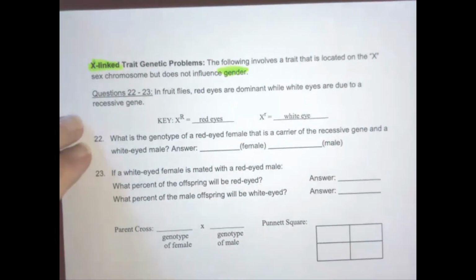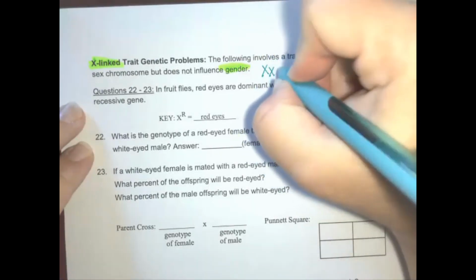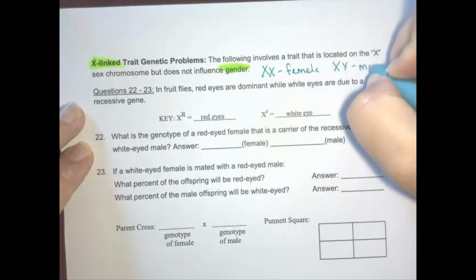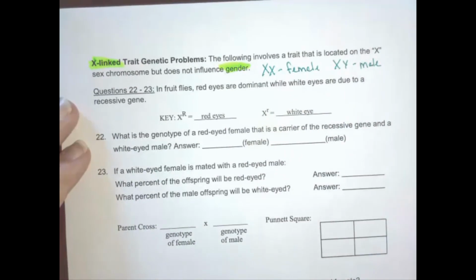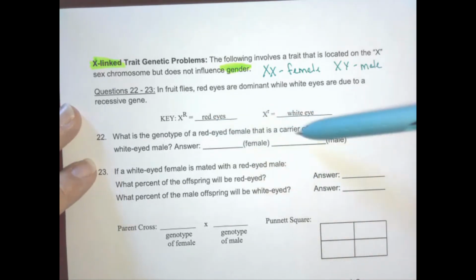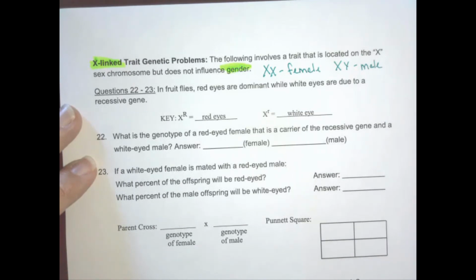Okay, so remember, in order to be female, XX is female, XY is male. Okay, so I'm going to set up this first one here for you, and then you are going to complete this Punnett square because this is a monohybrid. You should be able to do it.